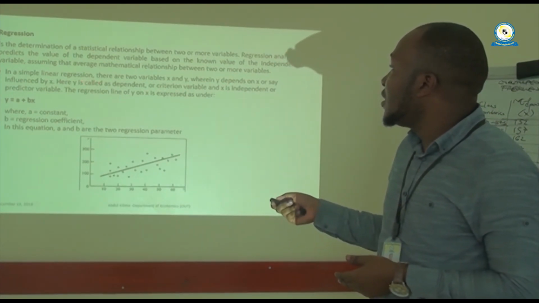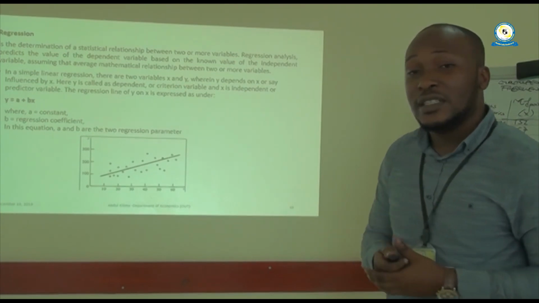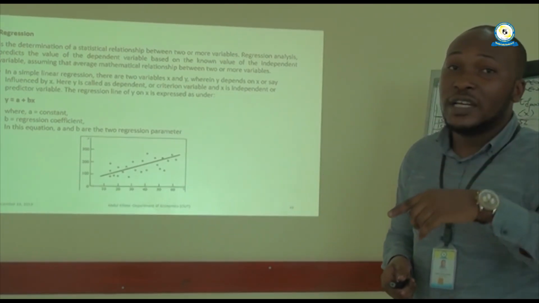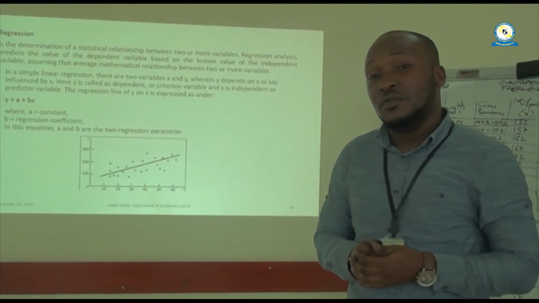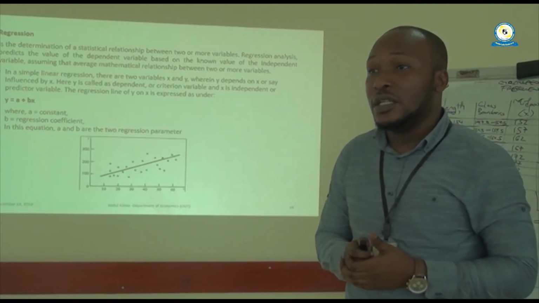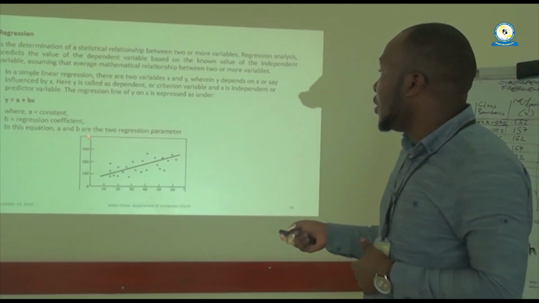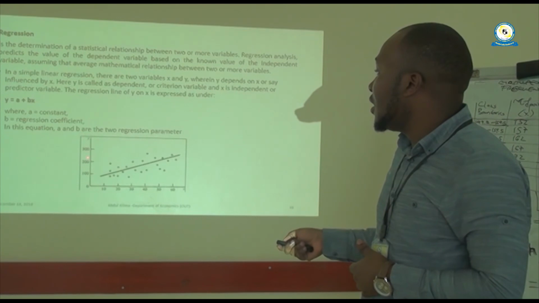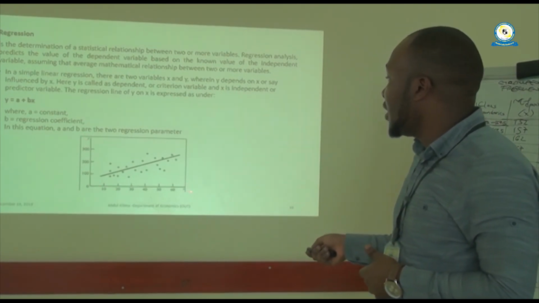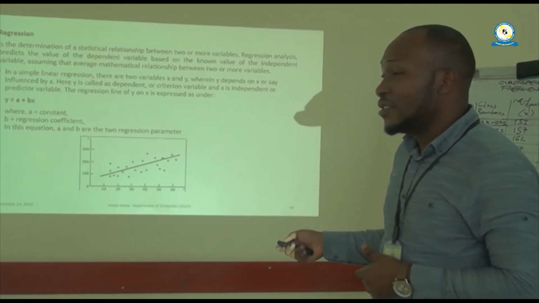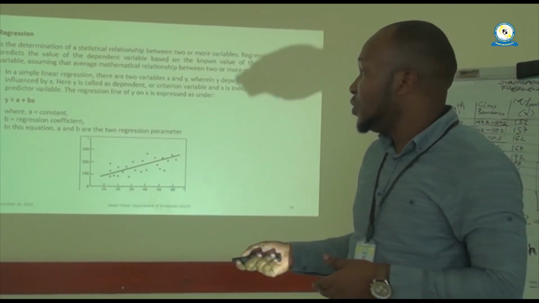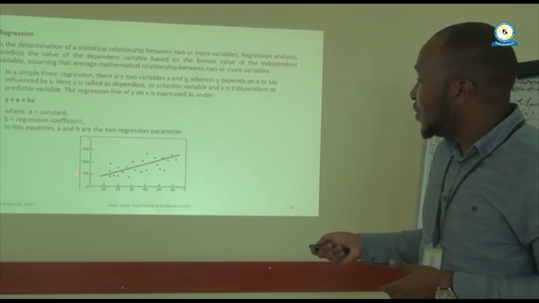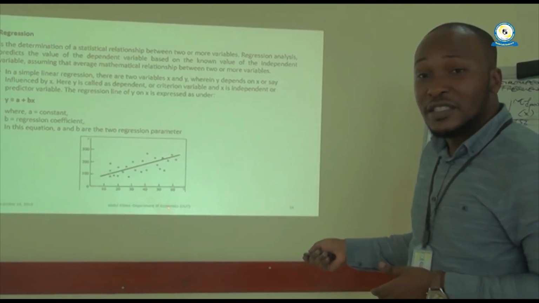In a simple linear regression, there are two variables, x and y. As I said before, you do a scatter plot, a graph between the y-axis and the x-axis. We want to know about age and income. This is income and age. As you go older, your income increases. You want to know the relationship between them. y is your dependent variable, income depends on the age.